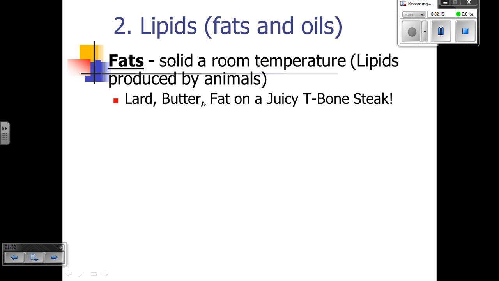And then obviously the fat on a nice T-bone steak or any type of beef steak or whatever you enjoy eating, chicken, whatever meat that you eat that has fat on it. Those are all fats, because when they're sitting on the counter, they are solids. They are not a liquid at that particular time.